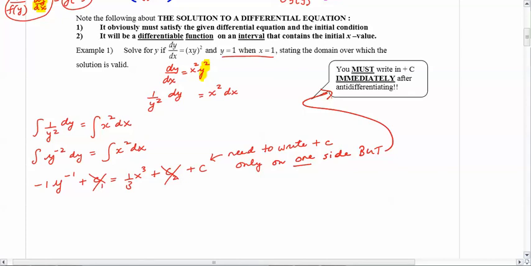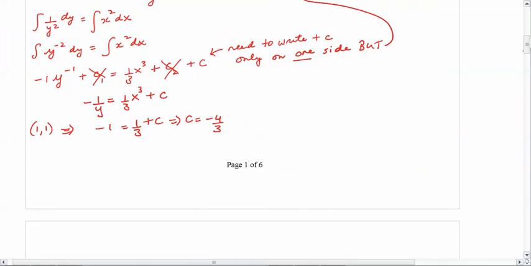All right, once we've done that, we need to find the value of c using my initial condition. But actually, before we do that, I think we'll rewrite y to the negative 1 back without a negative exponent because most people find it a little easier to work without negative exponents. So now let's plug in x is 1, y is 1. The left-hand side is going to be negative 1, and I get 1/3 plus c. So c is equal to negative 4/3. And I now have negative 1 over y is 1/3 x cubed minus 4/3.